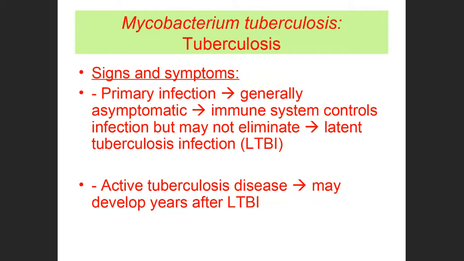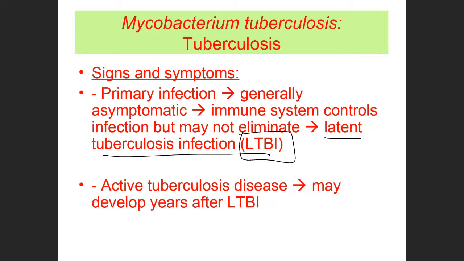Okay, so this is what happens with tuberculosis. The organism first causes a primary infection, which is typically asymptomatic. This initial infection is a battle between the patient's immune system and the bacteria. If the immune system controls the infection, it may eliminate it, in which case it's gone, that's the end of it. Or it may arrest the infection, in which case the infection becomes latent. A latent tuberculosis infection, you could think of as a silenced one. It is still there, but it is being controlled.